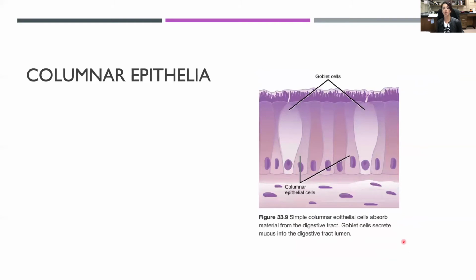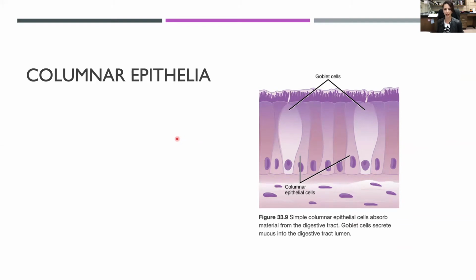Next, we have columnar epithelia. These columnar cells are very tall, narrow, and skinny. They're taller than they are wide, hence the name columnar. They resemble a stack of columns in an epithelial layer, most commonly found in a single layer arrangement. So again, they are simple epithelia.